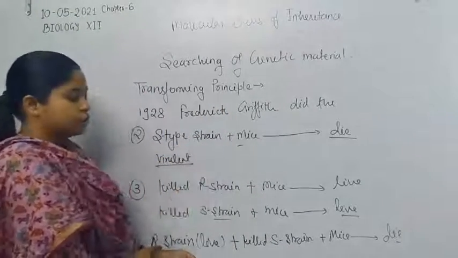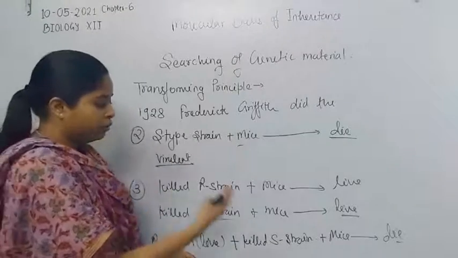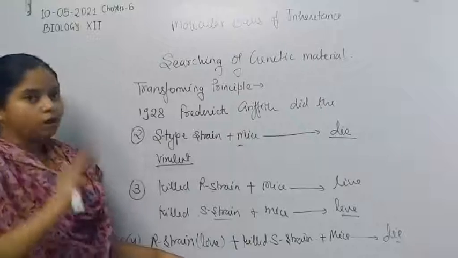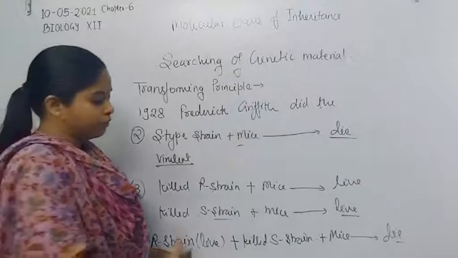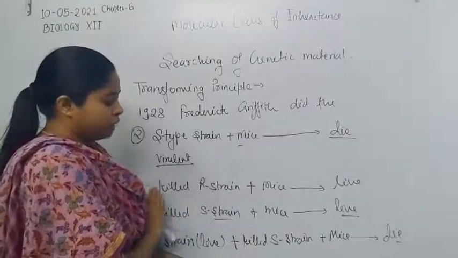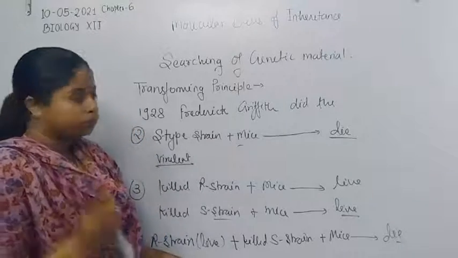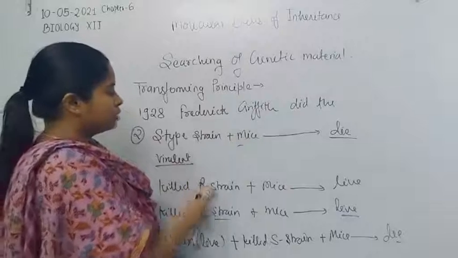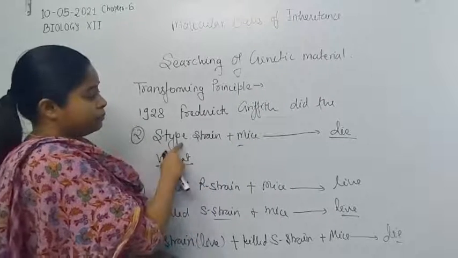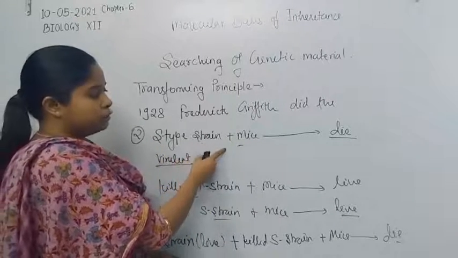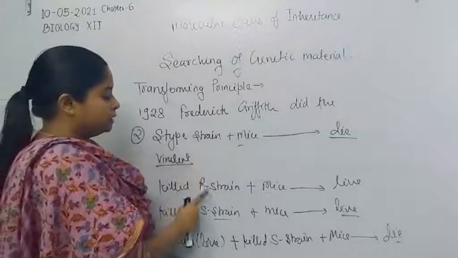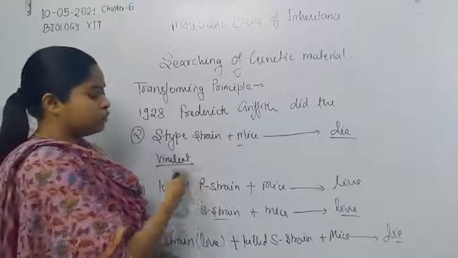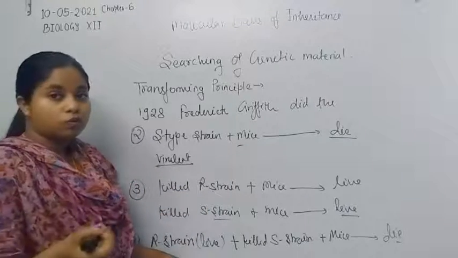The R strain converted or transformed into the S strain. That's why they change from non-virulent to the virulent form. There is only one difference between both strains: the S type of strain can synthesize the mucopolysaccharide, or the coating over it, while the R type of strains are not able to synthesize it.